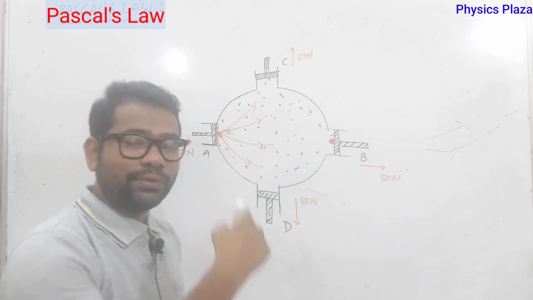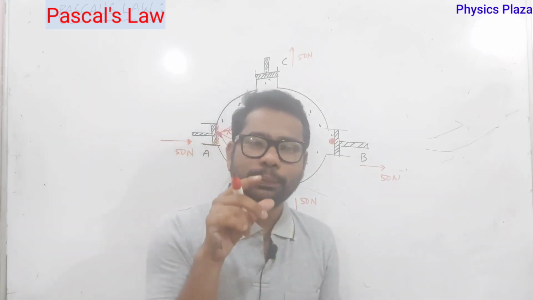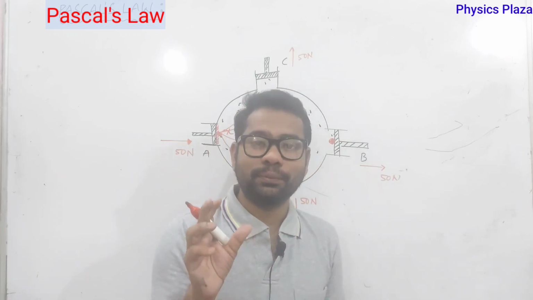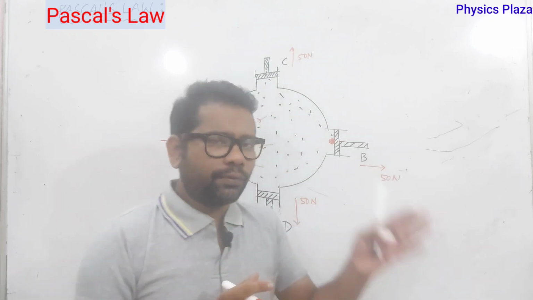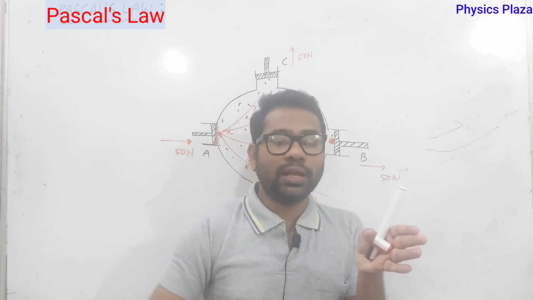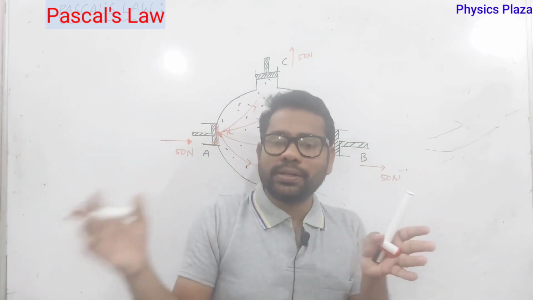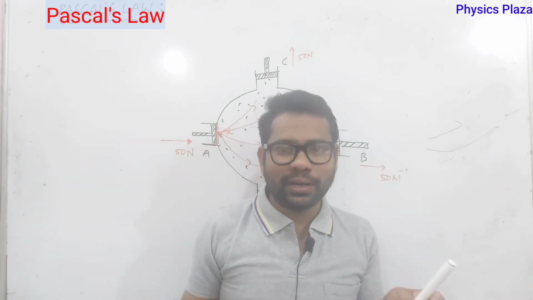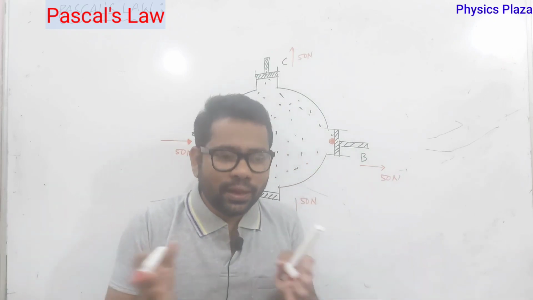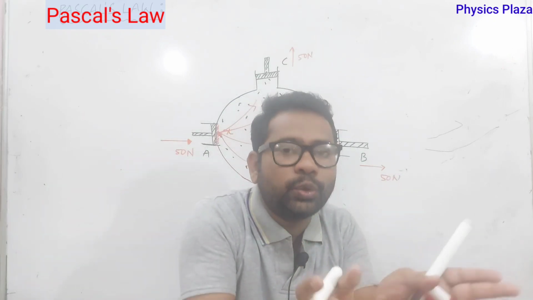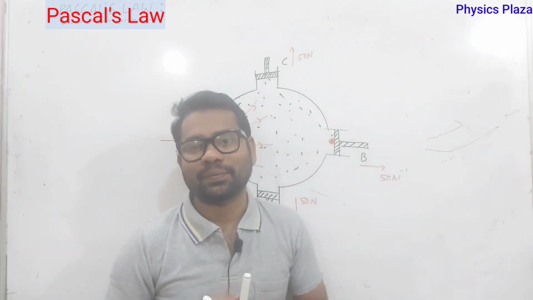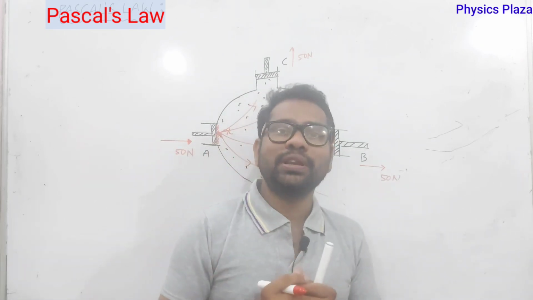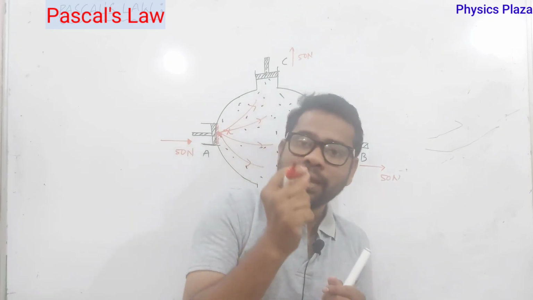Why? Previously we had a discussion: the pressure difference between any two points must be the same. At one point you are increasing the pressure, which means at another point also, to keep the pressure difference the same, the same amount of pressure must be increased. It happens only when that pressure is transmitted throughout the liquid in all directions, and that too with the same magnitude. That pressure must be undiminished.